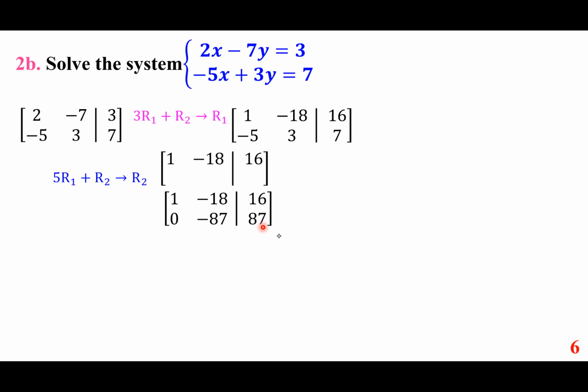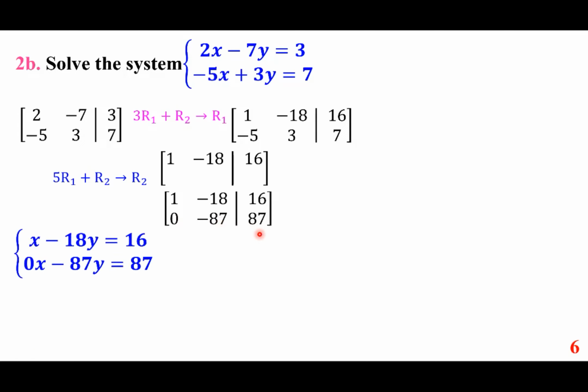So this remains unchanged. This becomes 0, and as you can see right here, this is the row echelon form. If you don't want to continue, this one can be changed to 1 by dividing by -87. However, I want you to see the meaning of this: 1 times x means x minus 18y equals 16. That means 0 times x is gone, -87y equals 87. I'm going to write this for you because I want you to understand the meaning of it.